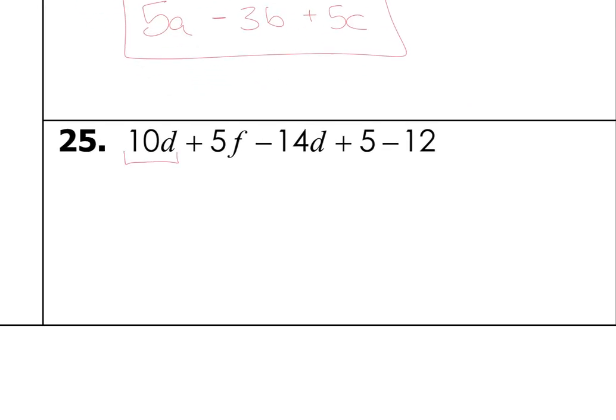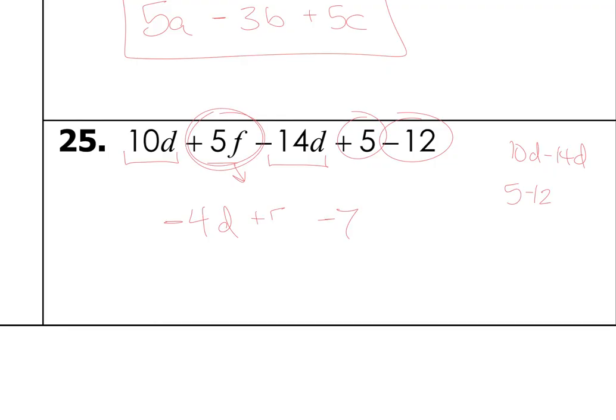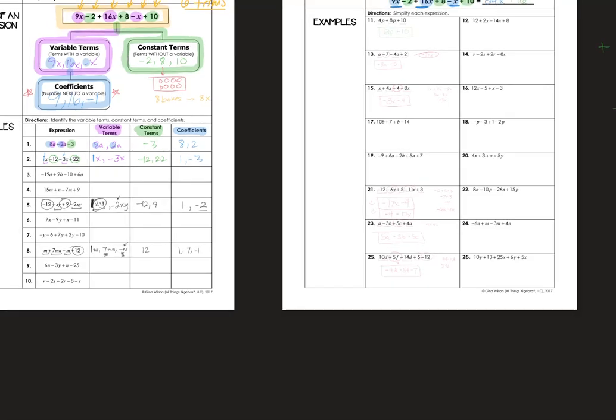10d plus, well, that's not a D. Negative 14d. 10d minus 14d, that's negative 4d. Look, a 5 and a negative 12. I can combine those to get negative 7. And then this guy, I'm just going to bring him down plus 5f. I'm done with that.